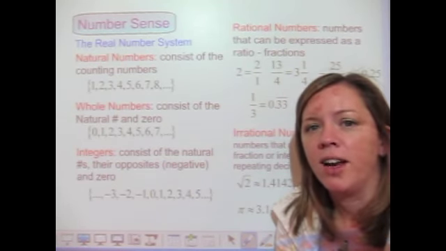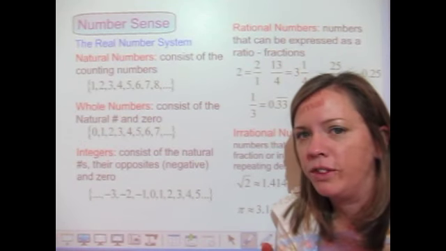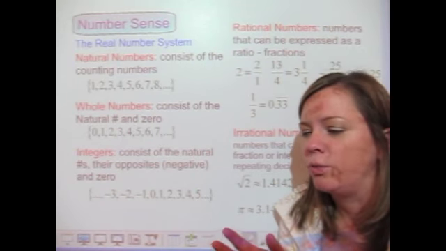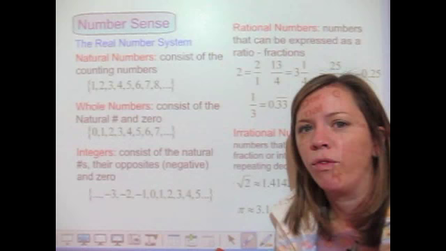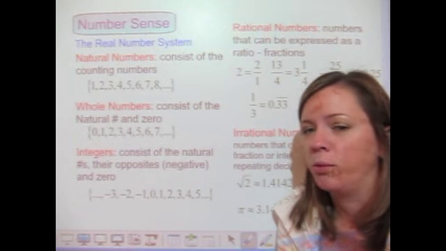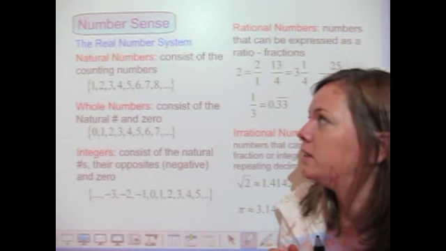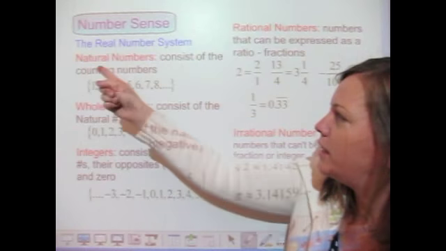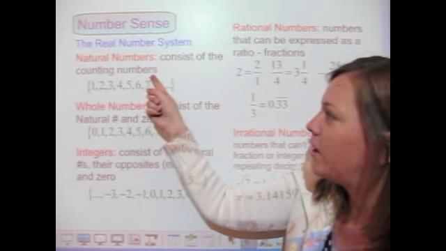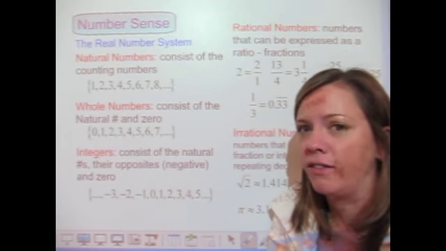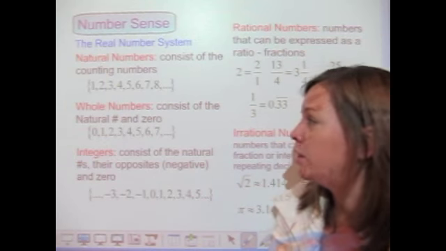Now we're going to talk about number sense. So I wanted to review a few things about the real number system. There's always just like one or two little problems that go over what type of number this is, and you have to identify the appropriate number set that a value might belong in. So let's review some of these things. The real number system is made up of natural numbers. Natural numbers consist of the counting numbers. So these are the numbers we use every day, like 1, 2, 3, 4, 5, 6, 7. So just the positive counting numbers.